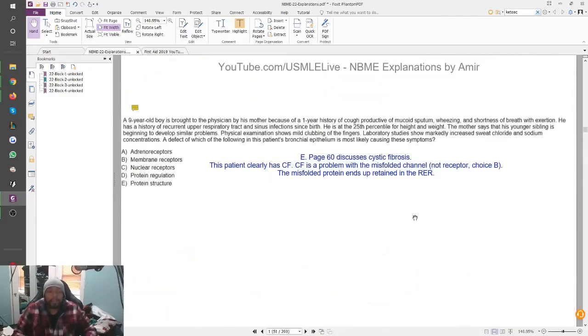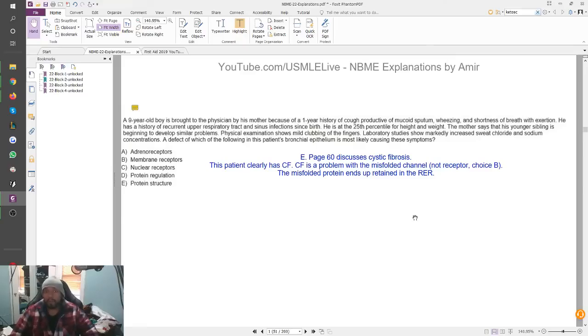This one: a 9-year-old boy is brought to the physician by his mother because of a 1-year history of cough productive of mucoid sputum, wheezing, and shortness of breath with exertion. He has a history of recurrent upper respiratory tract and sinus infections since birth. He's at the 25th percentile for height and weight. Mother says that his younger sibling is beginning to develop similar symptoms, all of which now really points you at cystic fibrosis. Physical exam shows mild clubbing, which also happens in CF.